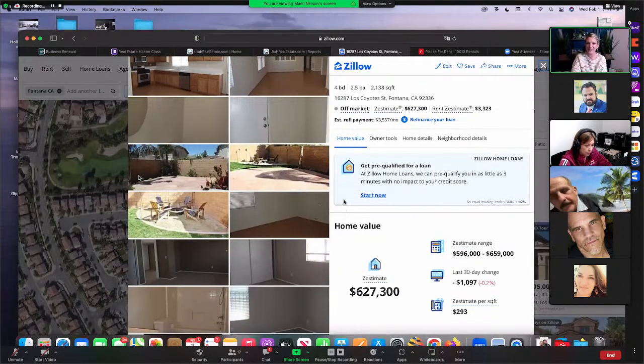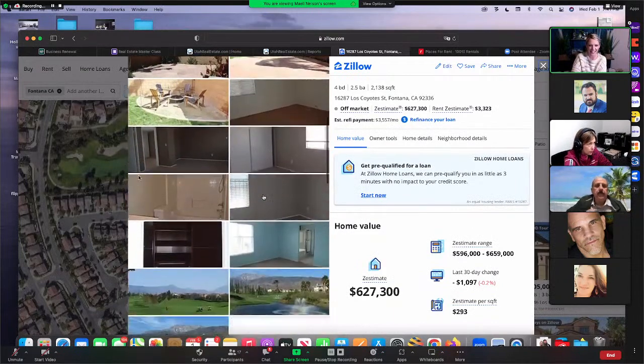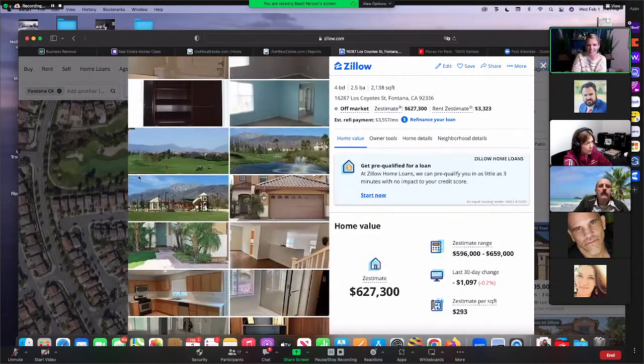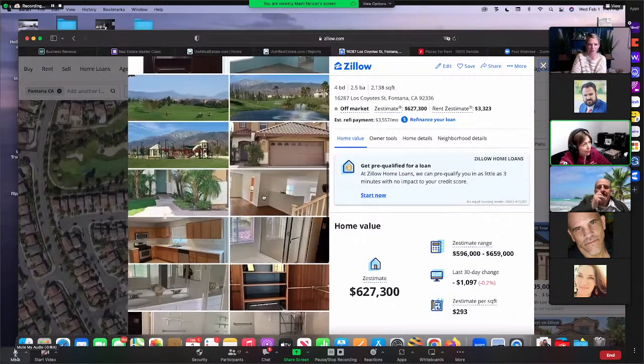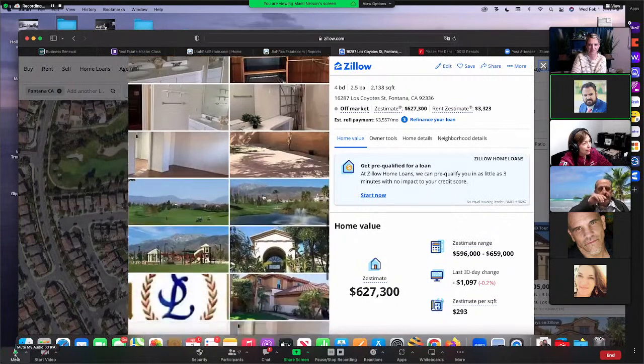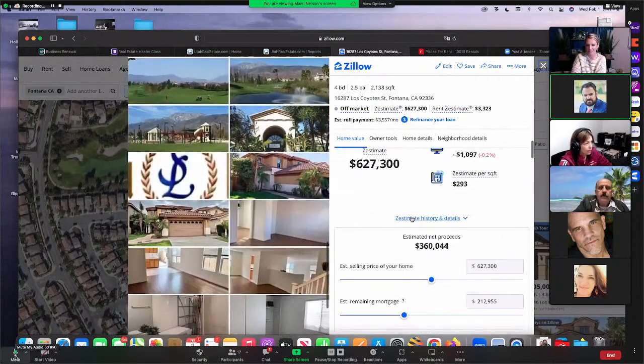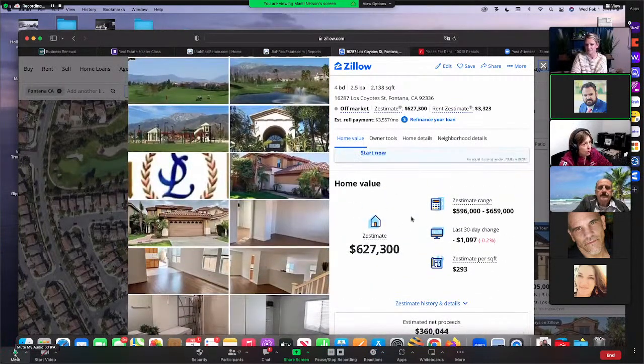Okay, here it is. Ooh, I like it. Does it have an HOA? No. Okay, so let's see if it has a rental estimate, Melee. Oh, rent estimate right there, 3323.